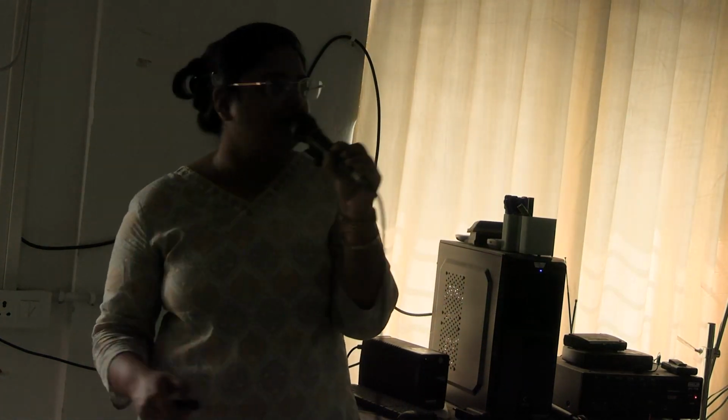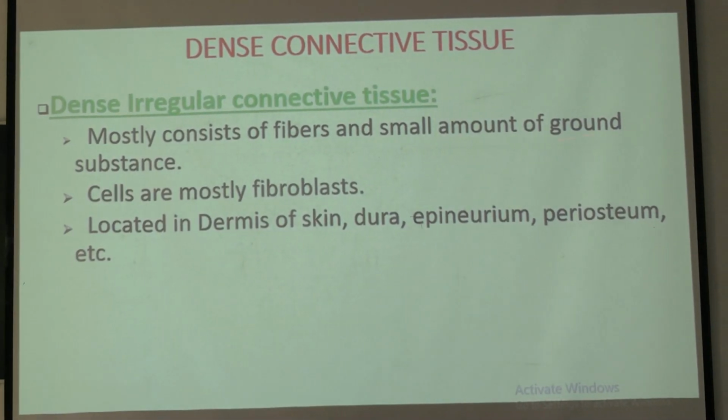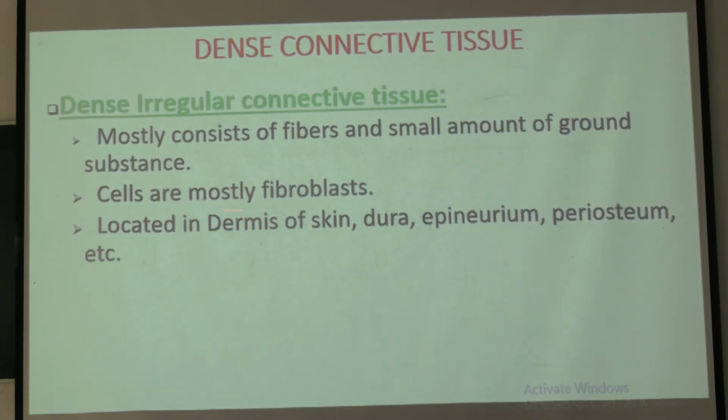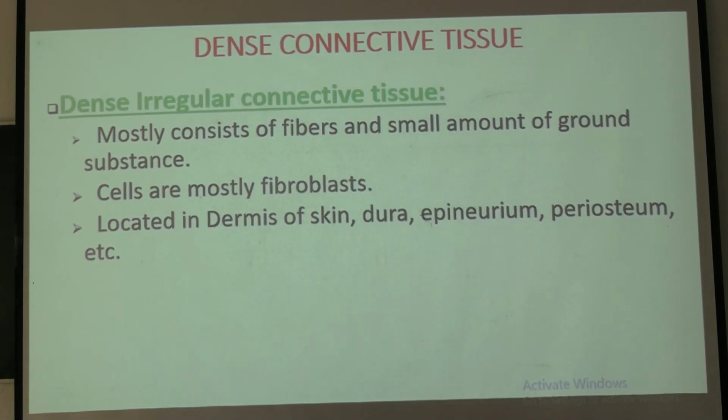And those fibers we have discussed in the morning. So next, dense irregular connective tissue mostly consists of fibers and a small amount of ground substance. Cells are mostly fibroblasts, located in the dermis of the skin, dura, epineurium, periosteum, etc.